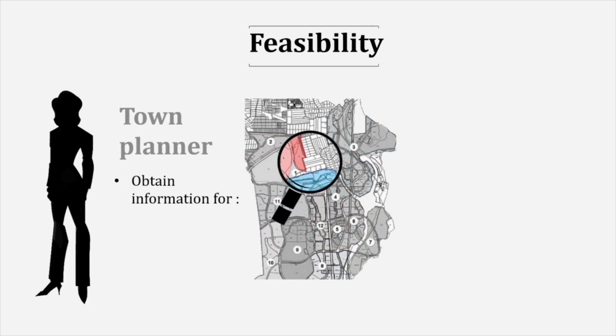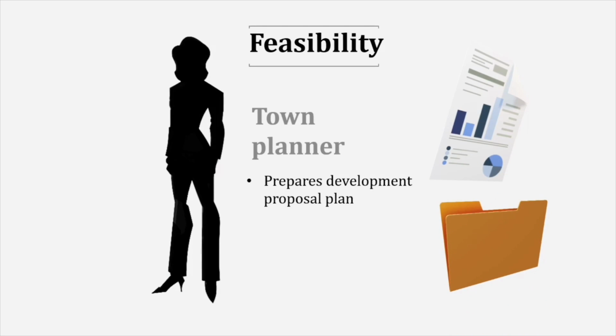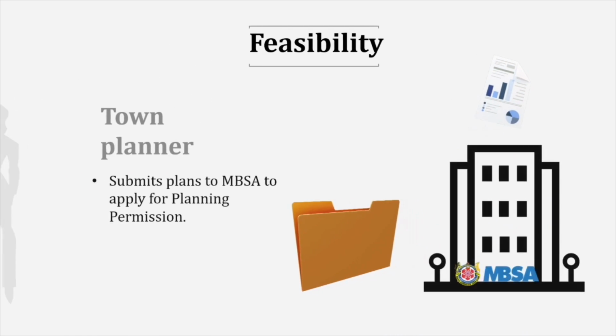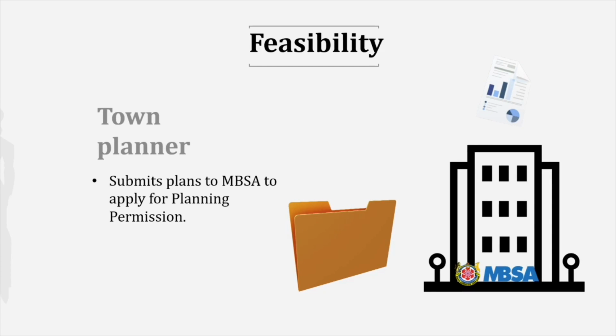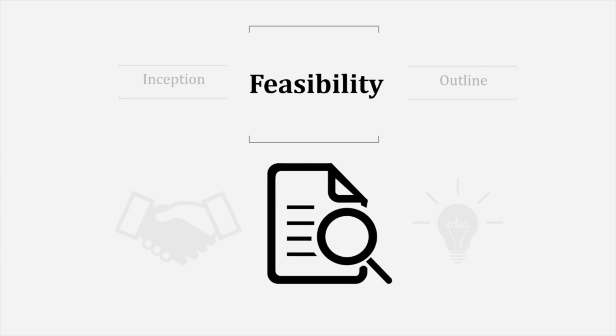The town planner is responsible for providing restrictions, setbacks, density, and so on. Once that's all done, a development proposal plan is prepared. The town planner then submits the plan to MBSA to apply for planning permission, where it should be approved by the building department. Next is the outline stage.